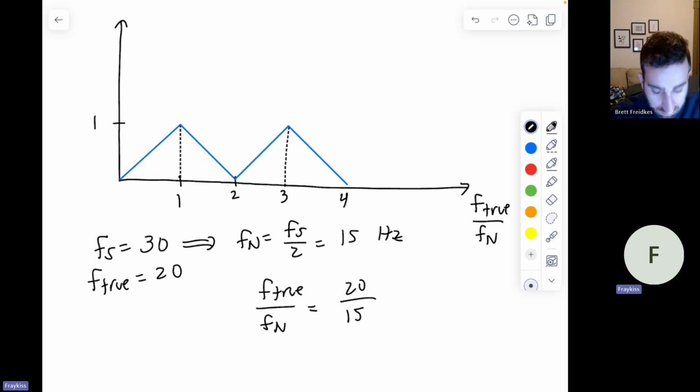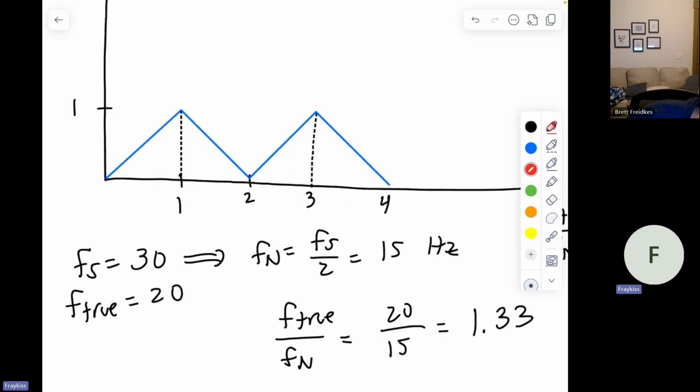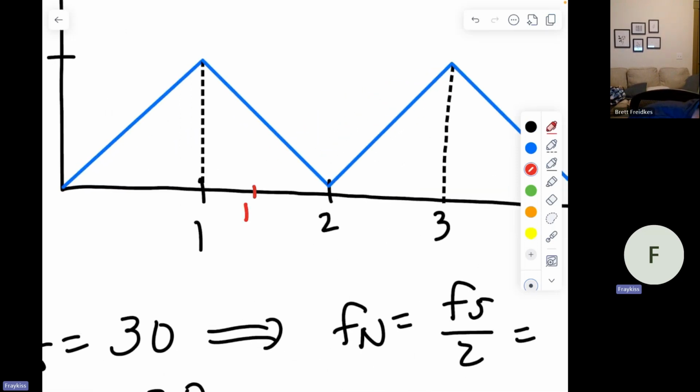which is what? Ugly fraction. Of course it is. That's okay. Let's just say that this is 1.33. I chose bad numbers off the top of my head, but let's just roll with it. 1.33. What I will do is I will go to 1.33 on the x-axis. And what I'm going to do is I'm going to draw a line up to the line of a triangle.